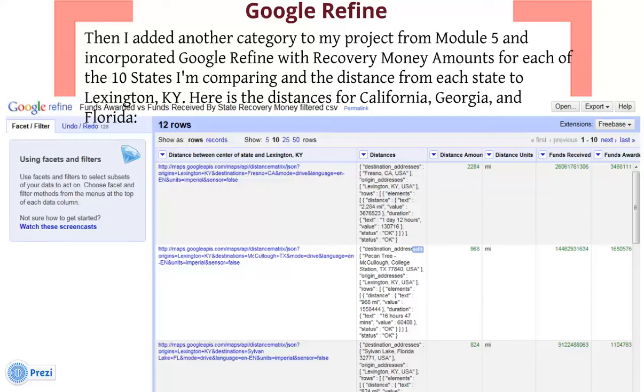And this just shows 3 states. The top one's California, the middle one is Texas, not Georgia, and then the last one is Florida.